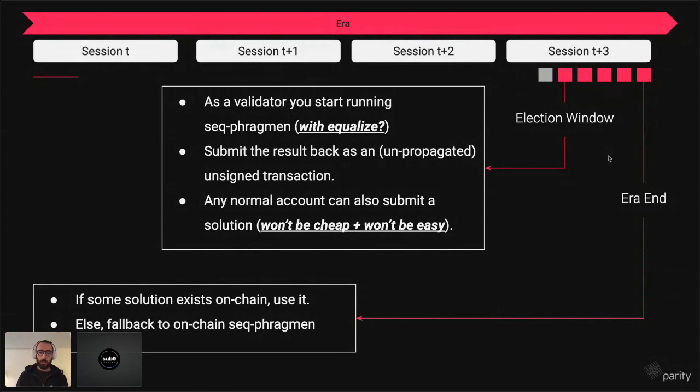Yeah, so again, to recap, during the election window, different entities, both signed and unsigned, I'll talk about both of them, can submit solutions. And at the end of the election window, we have a fallback mechanism.